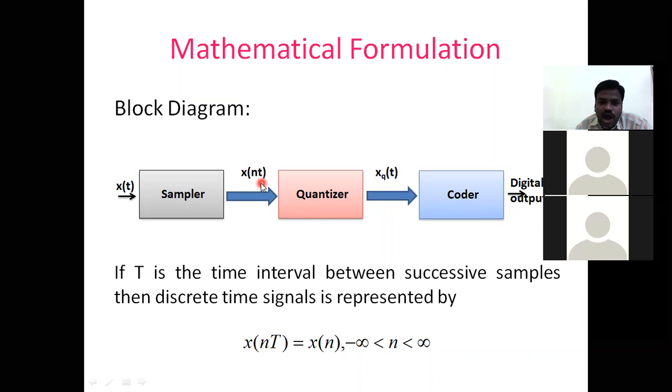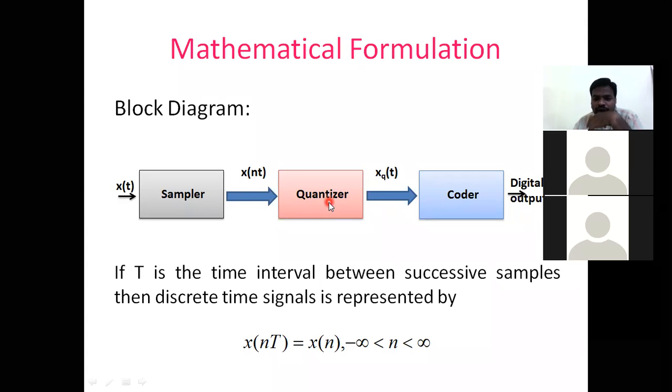Okay, so after that, what is the output you are getting? x of nT. You will get x of nT. Now this has been digitalized. The available signal x of t has been converted to x of nT by using a sampler. And after that, the quantizer plays a very important role.